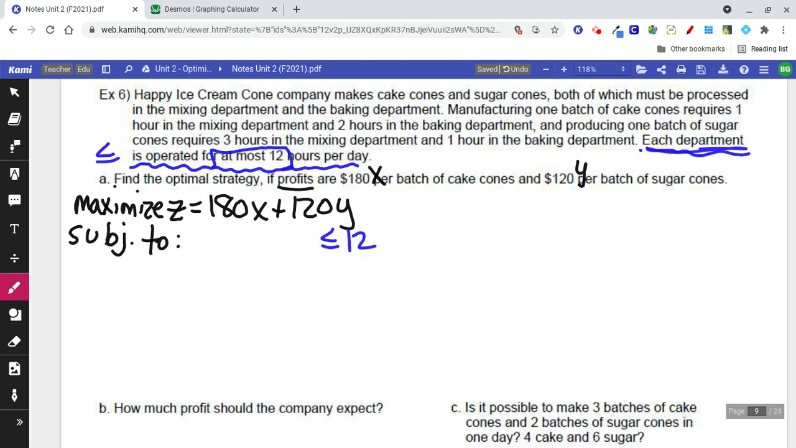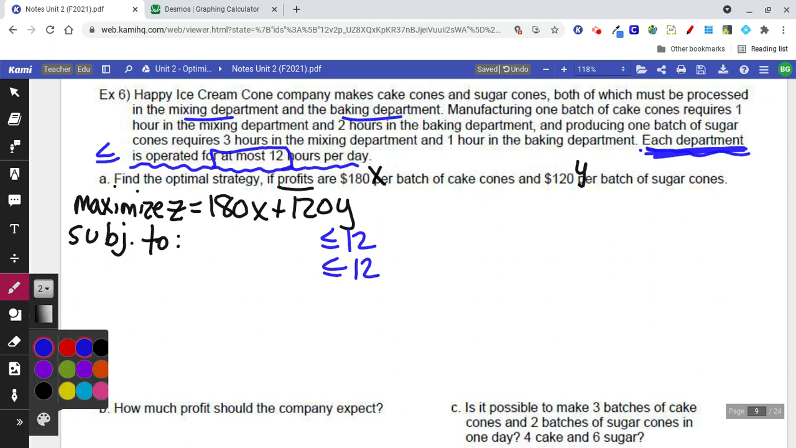And since it says each department, that's kind of a clue at how you're going to break this down. One of them's talking about mixing and one of them's talking about baking. There are two different departments, and both of them are at most 12, so you're going to have two different inequalities. So go through and look at the numbers that are talking about the mixing department.